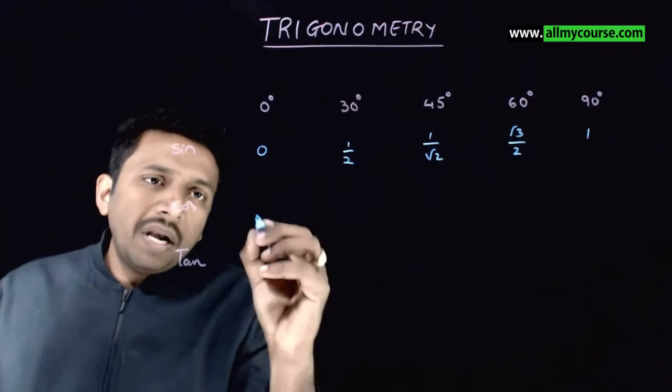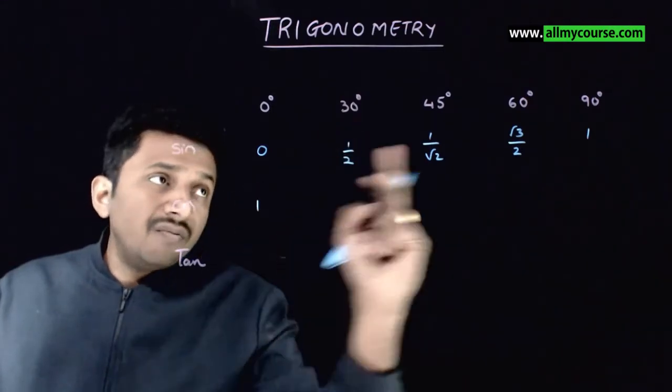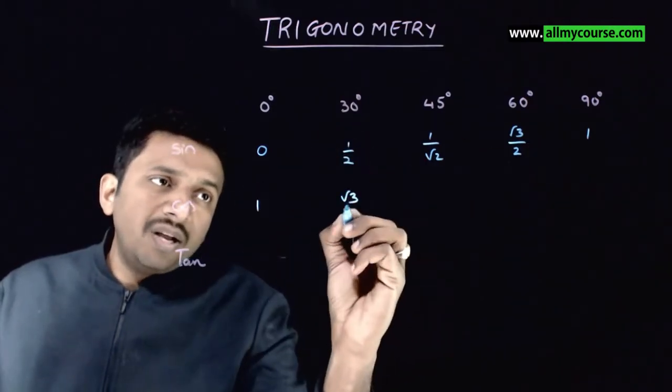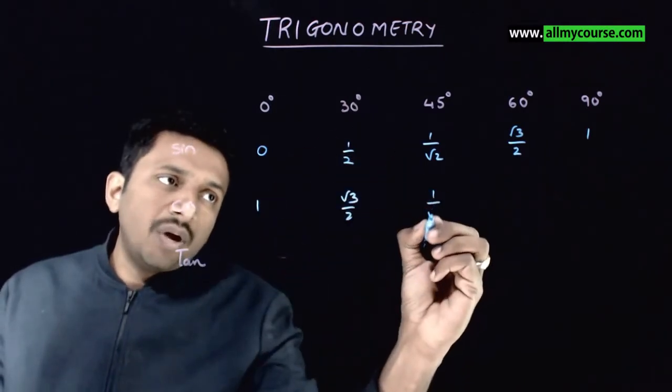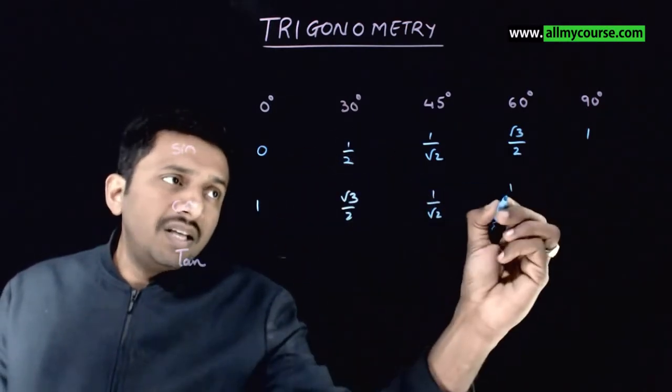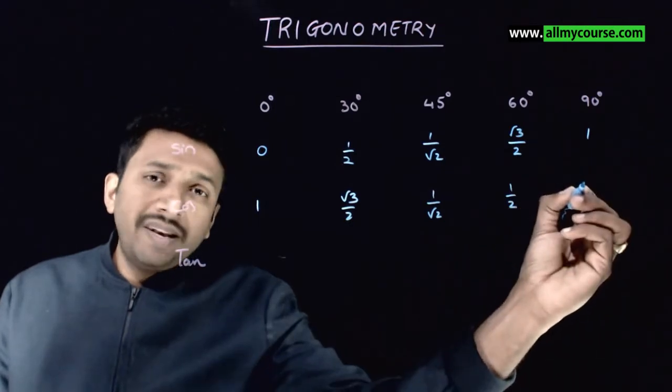Cos 0 will be 1, cos 30 degrees will be equal to root 3 by 2. All these values come in the reverse order. Cos 45 is again 1 by root 2, cos 60 is 1 by 2, cos 90 is 0.